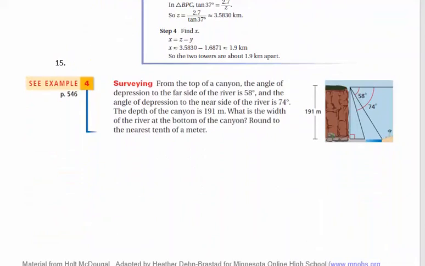It says from the top of a canyon, the angle of depression to the far side of the river is 58 degrees, so that's this one right here. The angle of depression to the near side, so that's this one here, is 74. The depth of the canyon, that's the height here, is 191. What is the width of the river at the bottom of the canyon? So they're looking for this. So you're going to first find from here to here, and then you can find from here to here using the other right triangle, and then you can subtract the amounts.